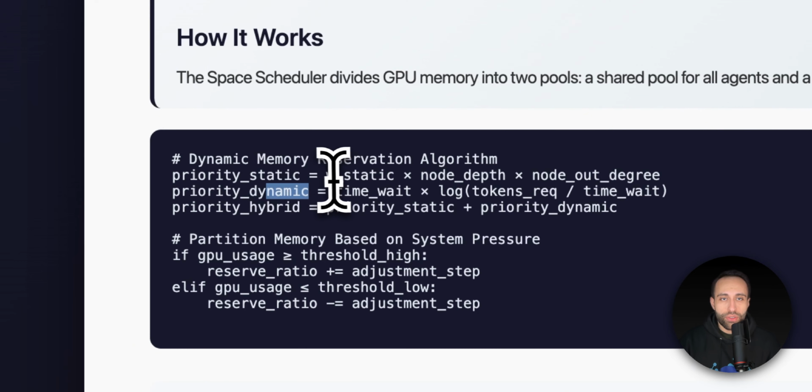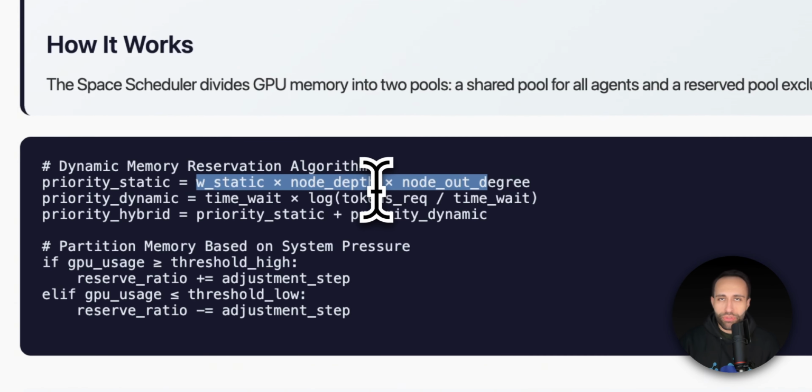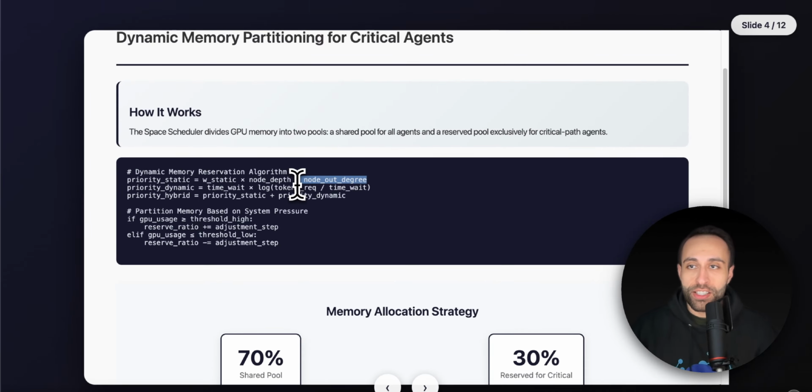Static is about they will understand your whole end-to-end agentic framework to see, with the given agent, where that agent is from that DAG and how many other agents or sub-agents or tools are dependent on that given agent. Obviously, if that degree is higher, that means that agent is more important and more critical, so we have to dedicate GPU memory for KV caching of the context of that given agent.